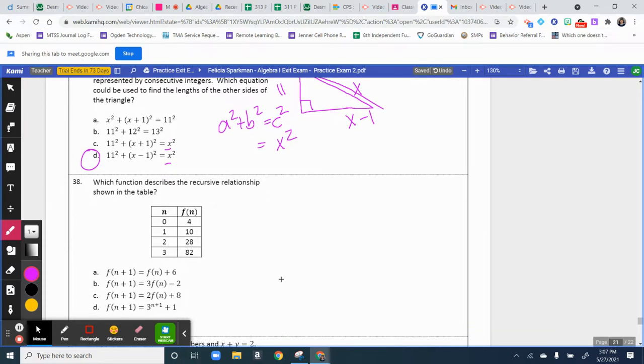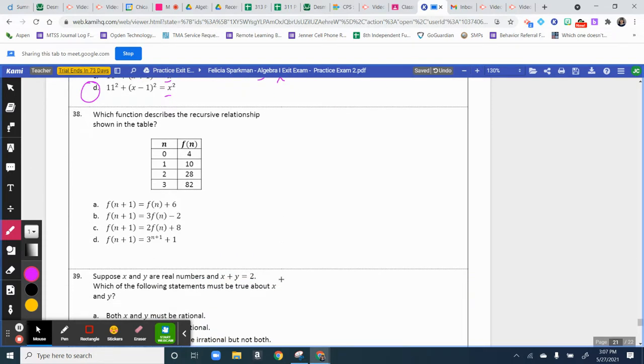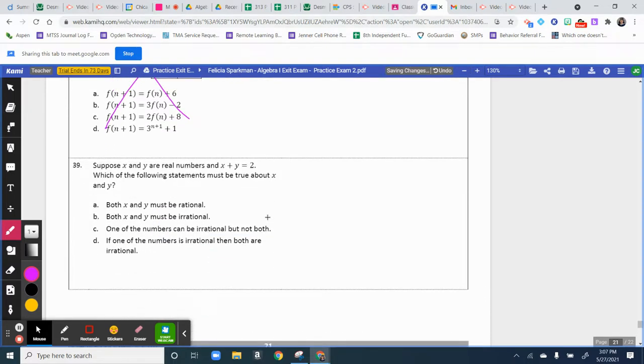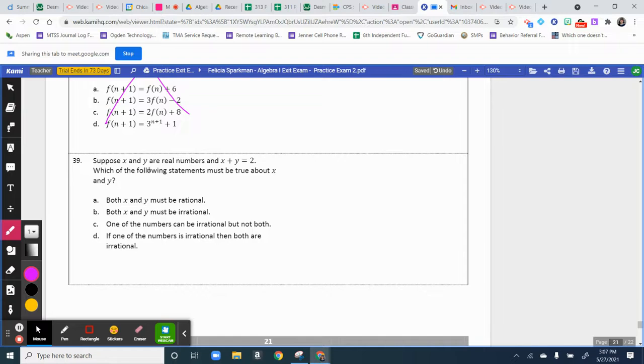Which function describes, skip 38. You don't have to do this one. They're not doing recursive relationships this year. They are also not doing this one.